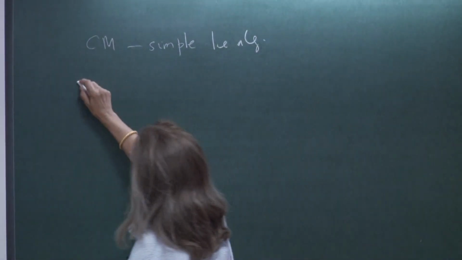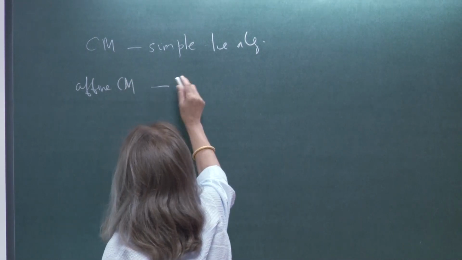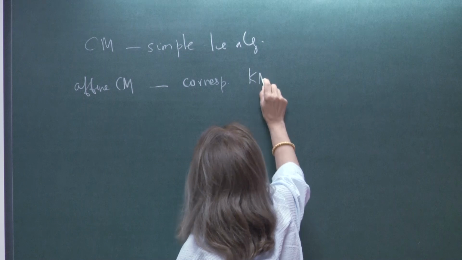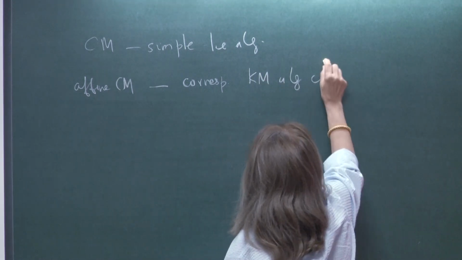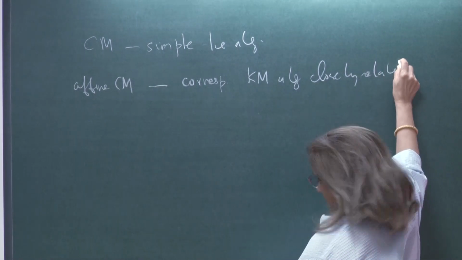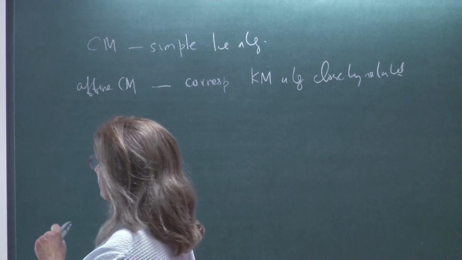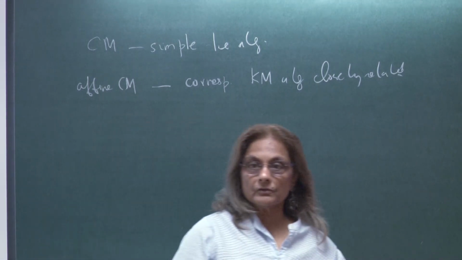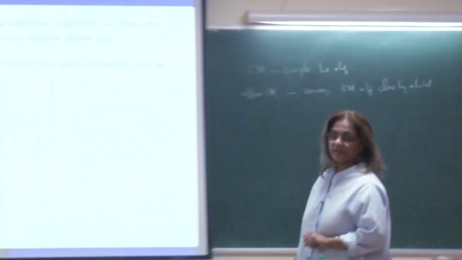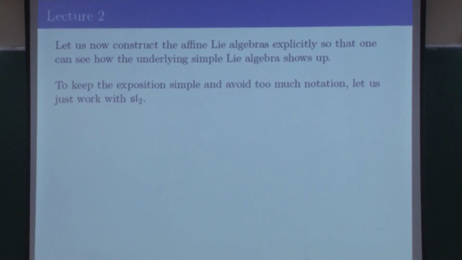Okay. So the affine Cartan matrix should be closely related to the corresponding Kac-Moody algebra. And the question is, how are they related? Okay. So let's try and do this. And to keep our life simple, we'll work with SL2. If we understand affine algebras for SL2, we're happy enough.